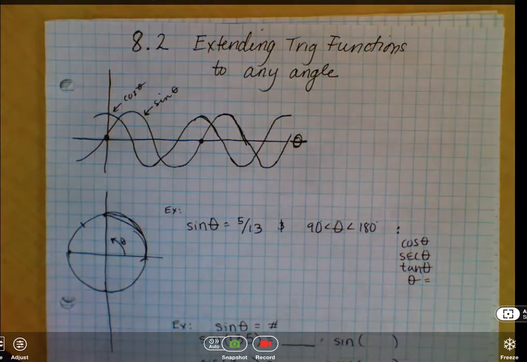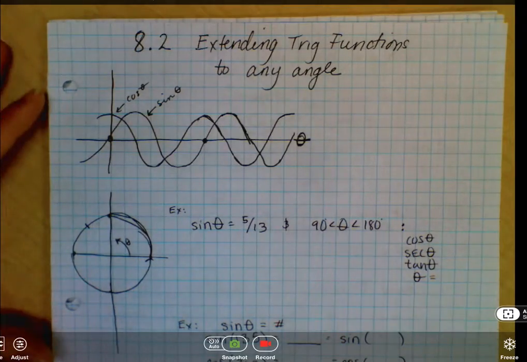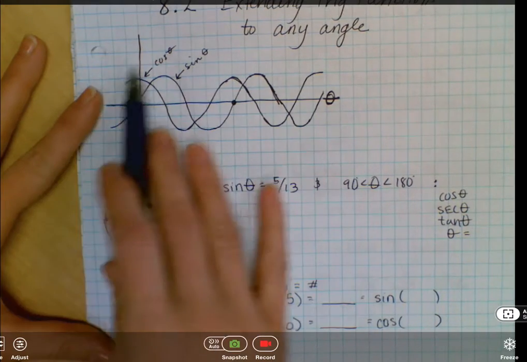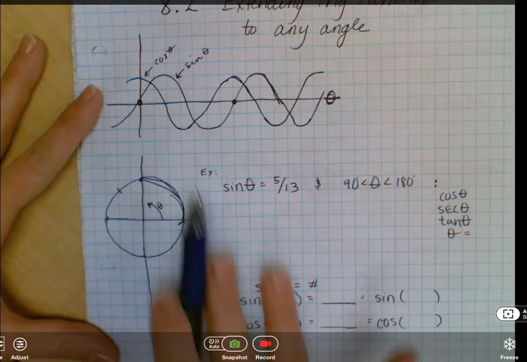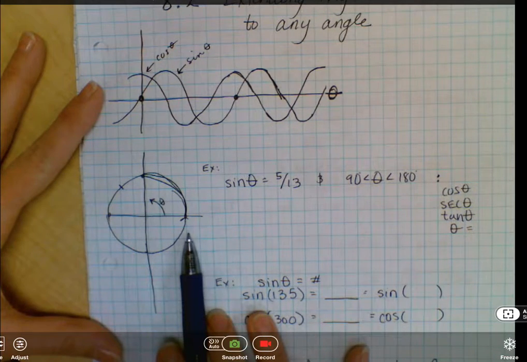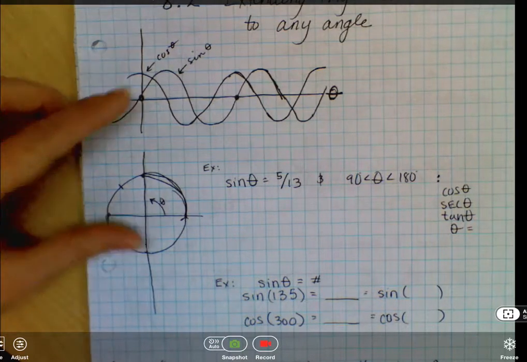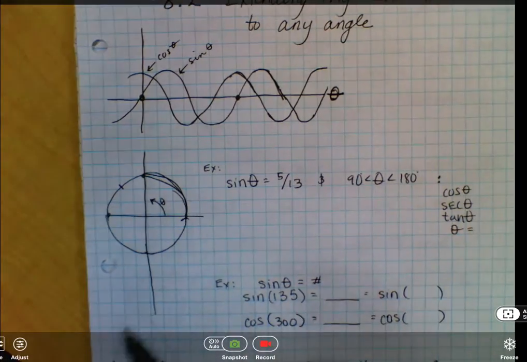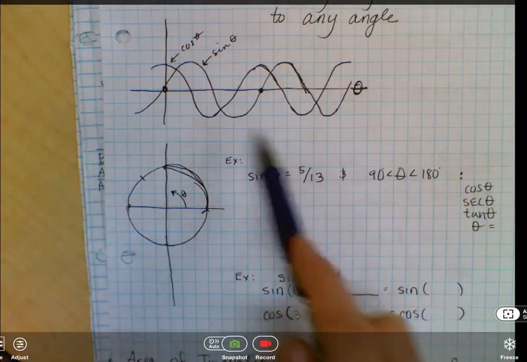8.2 is overextending trig functions to any angle, which, like everything else up until this point, is not new, just merely an extension of ideas we've already covered. So we're going to be using our two trig function waves here, our cosine and our sine wave, and then we're going to be looking at the unit circle as two of our tools to help us think about these relationships of trig functions all the way around to 360 and for infinite loops around, or all the way out to 360 and infinitely to the right or to the left from 0.